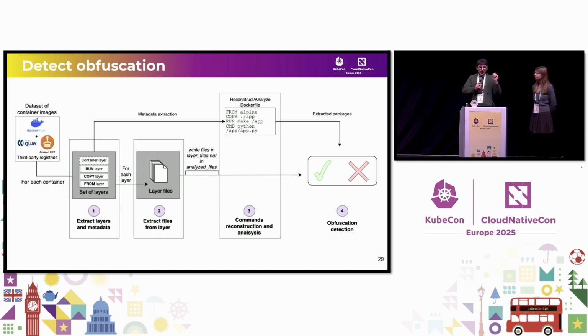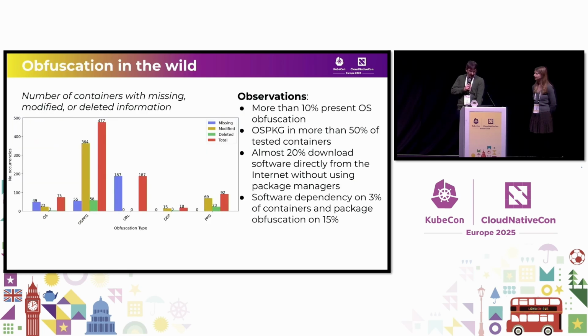So we have a data set, we have a methodology. Let's test this on 600 containers and see what happens. Okay, this is a global view across the different containers, and these are all the different cases of obfuscation that we find. We see that more than 10% of the containers present OS obfuscation. Most of the time, they modify the OS information, but sometimes the OS information is also deleted.